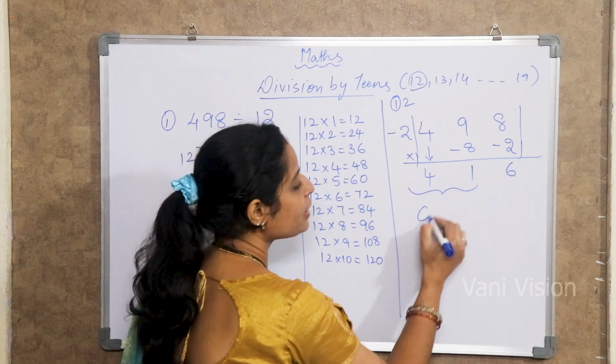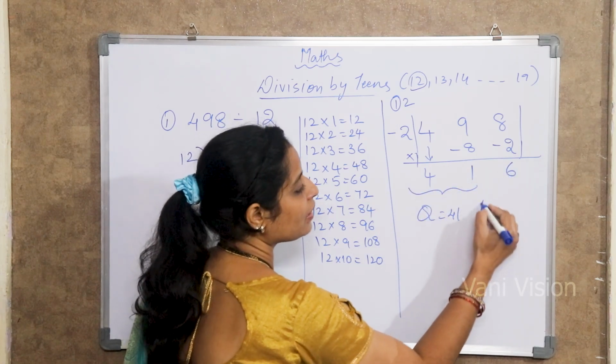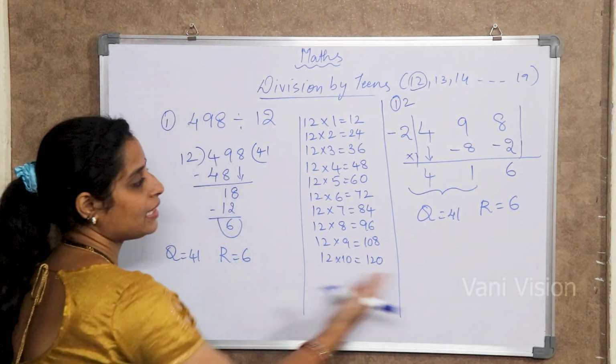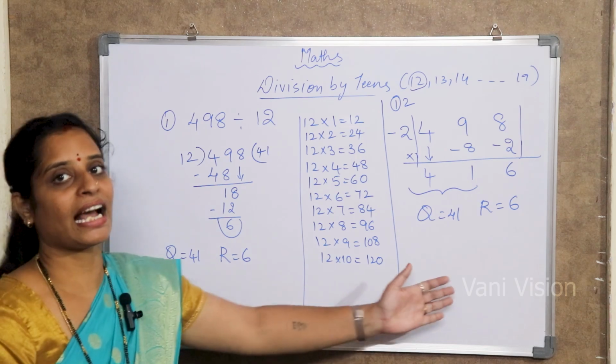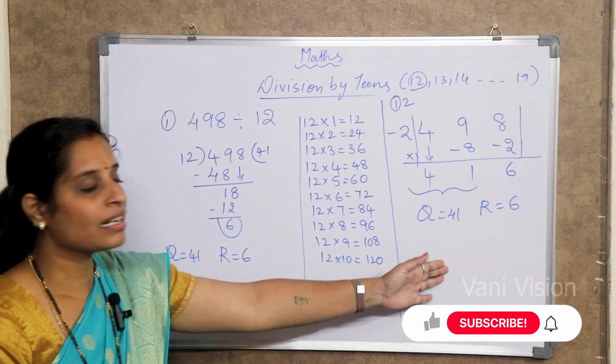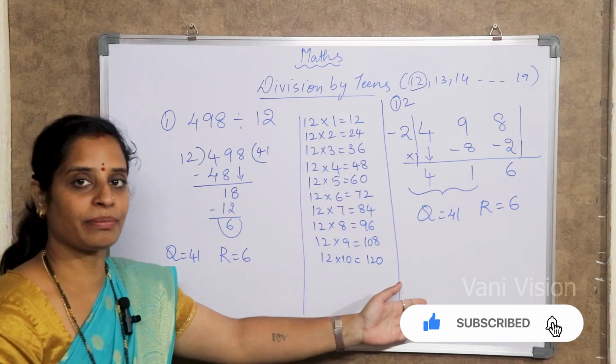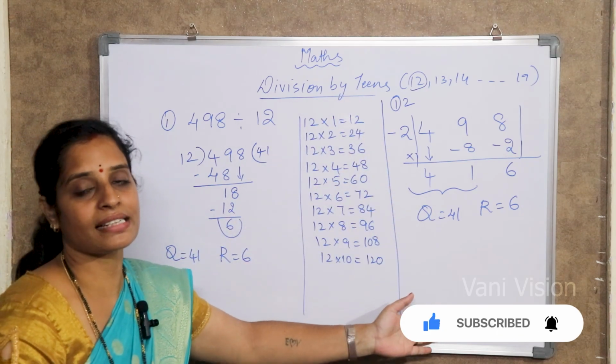So what is your quotient over here? 41. The remainder over here is 6. Is it easy? Within how many seconds have I done this method? See, by using the teens trick, we have done it in just 5 to 6 seconds, right?